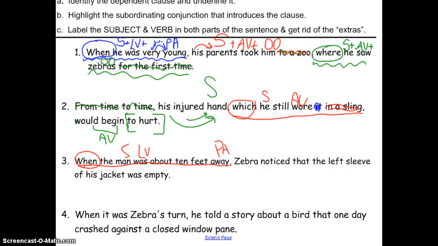A prep phrase? Anyone see a prep phrase up here? Taylor, what's the prep phrase? About 10 feet. And away is actually going to be, the man was, it tells where, so that's not an adjective, that would be an adverb. So you can erase that. Good. All right, Zebra noticed that the left sleeve of his jacket was empty.